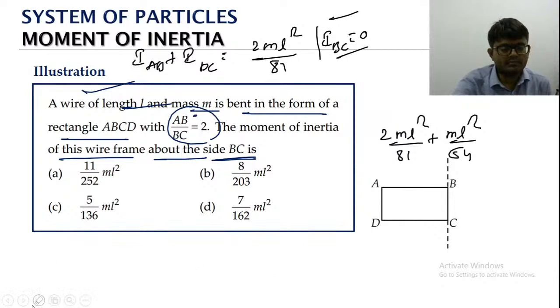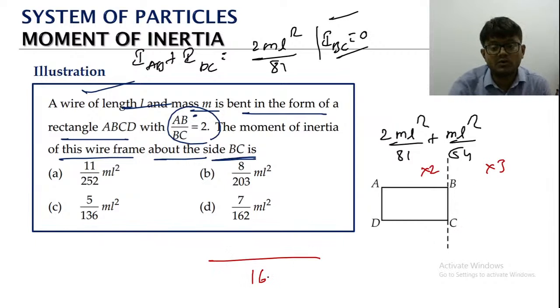2 ml square by 81 plus ml square by 54. So here we will have to take an LCM. What is the LCM? 81 2s are 162, 54 3s are 162. So we take the LCM of the denominators, which is 162. So 81 2s, right?